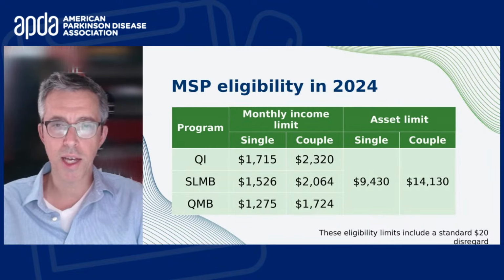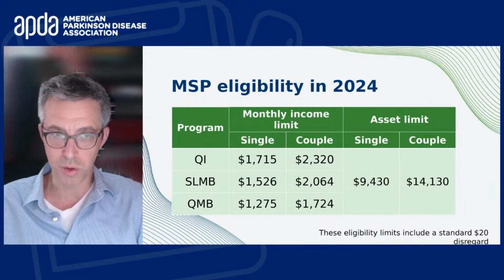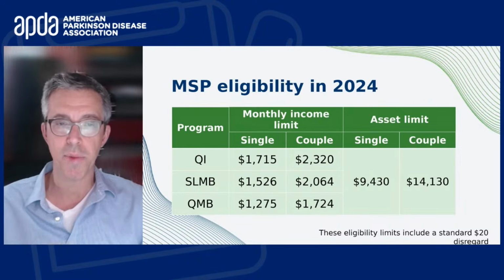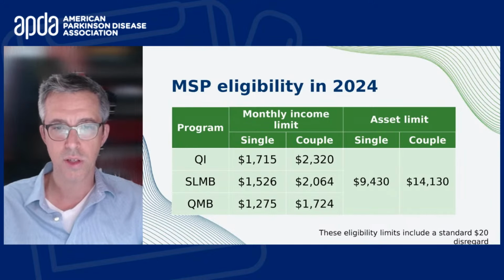So the MSP eligibility in 2024 for QI, a single household can make $1,715 a month. That's gross. So that also includes adding back in the $174 that gets deducted from Social Security benefits. For a married couple, $2,320 a month, gross combined income.